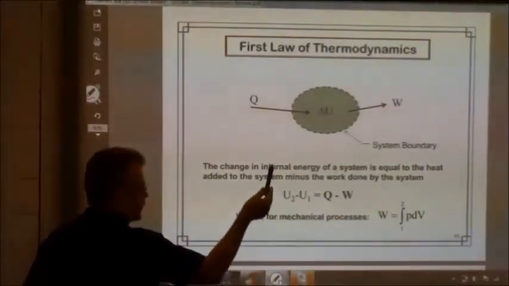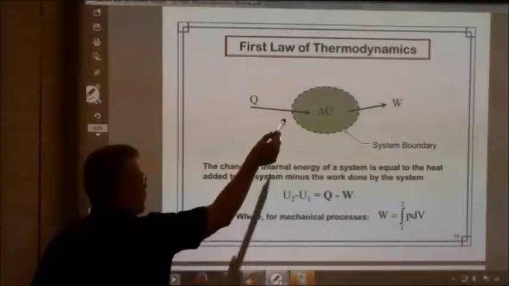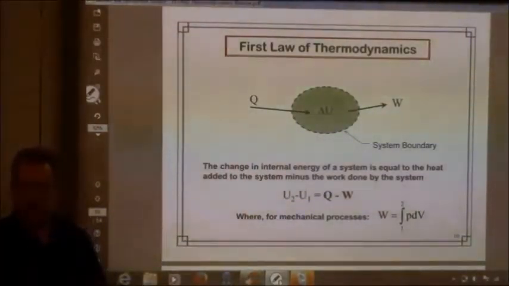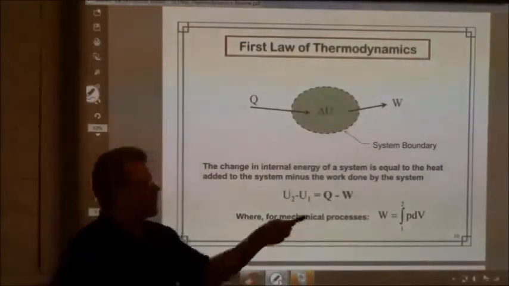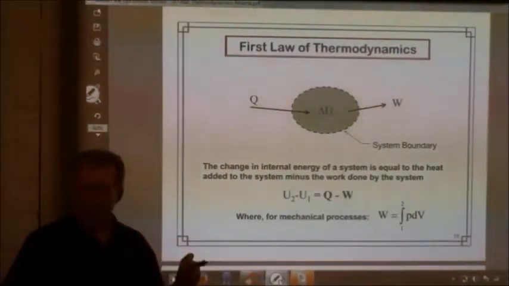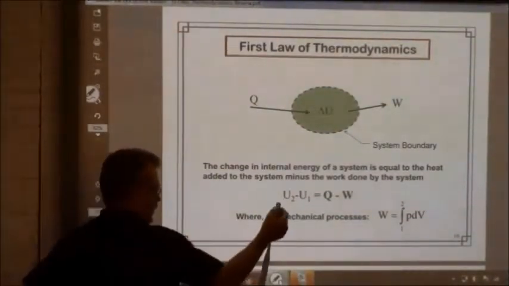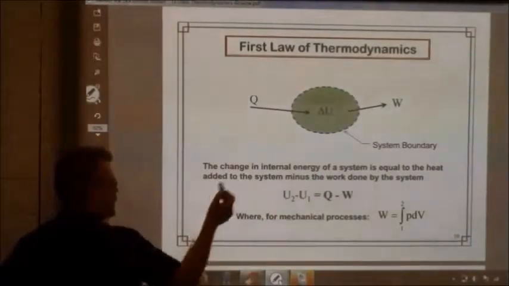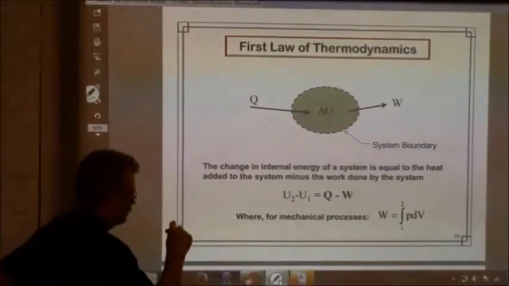So the change in internal energy of a system is equal to the heat added minus the work done, because you can't create or destroy energy. It can only change from one form to another. The internal energy is a property of the system. The heat and work are energy in transition across the system boundary. We can write it in this form, and by convention, the heat added to the system is positive, and the work done by the system is positive.